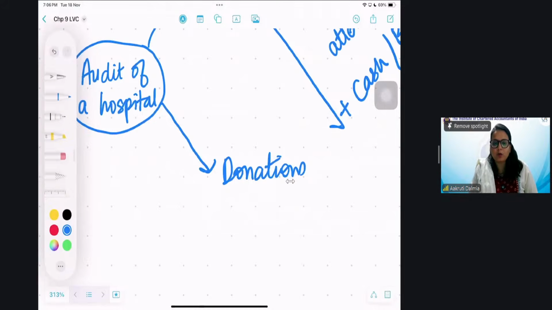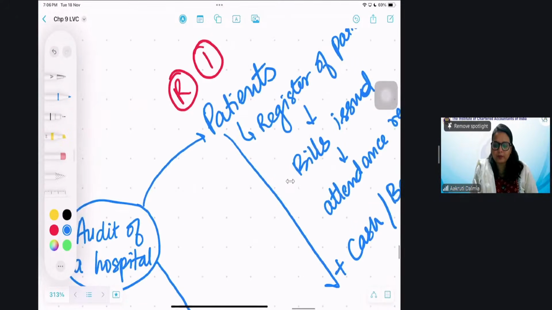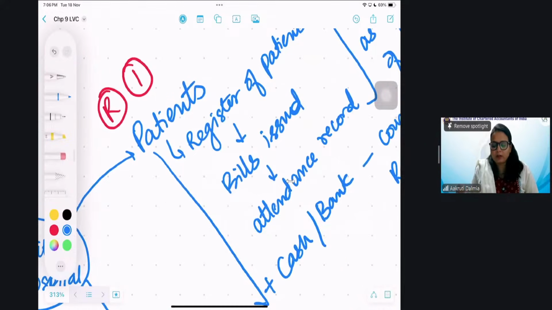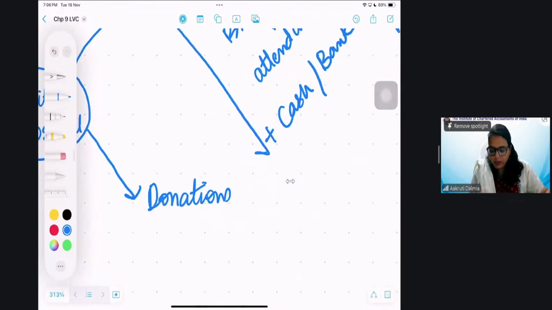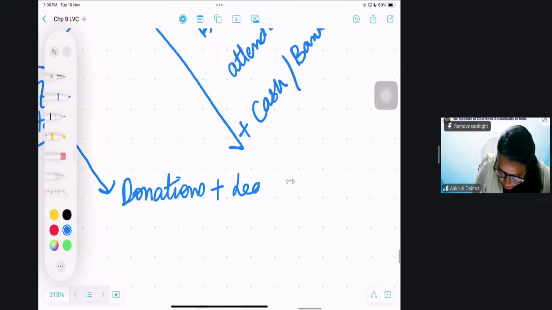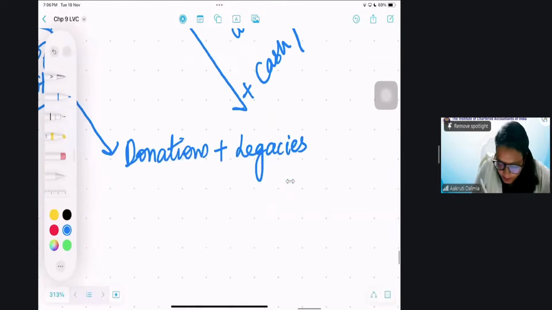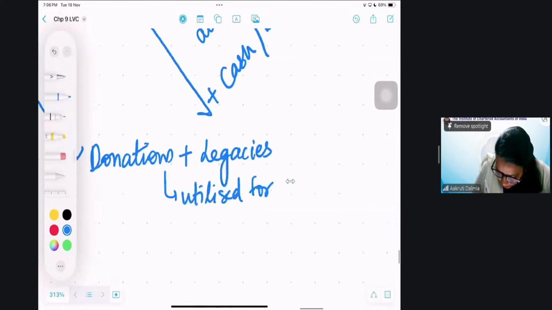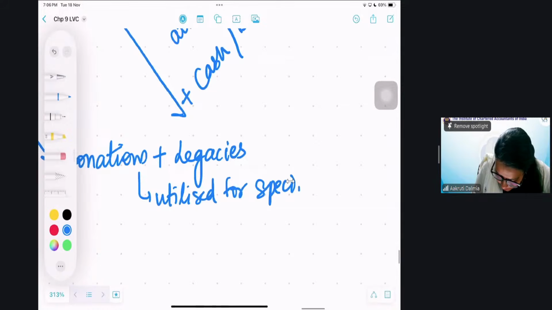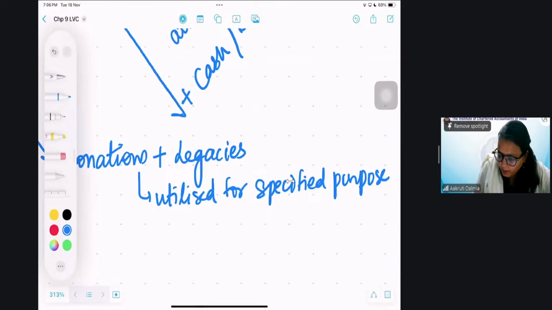Can hospital receive donation? We are still doing R, that is receipts. Patients includes everything. Bills means it includes consultation, surgery, everything. We cannot write each and everything, okay? So can donations be received in kind and in cash? So we have to check properly whether utilized for specified purpose.